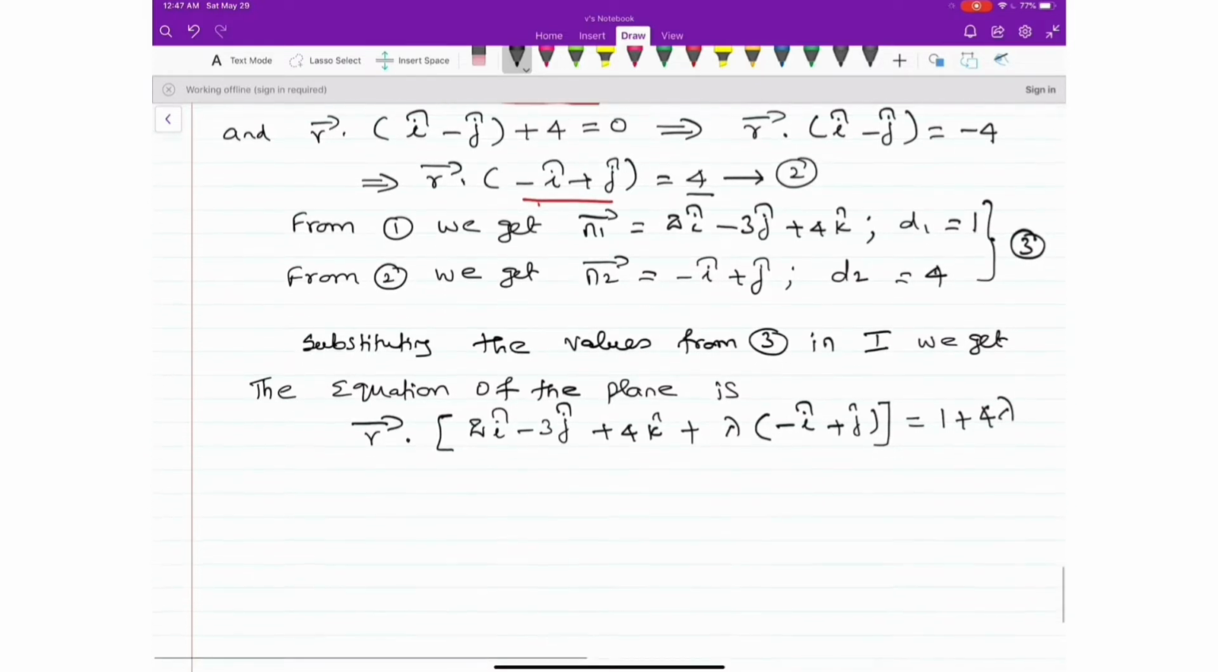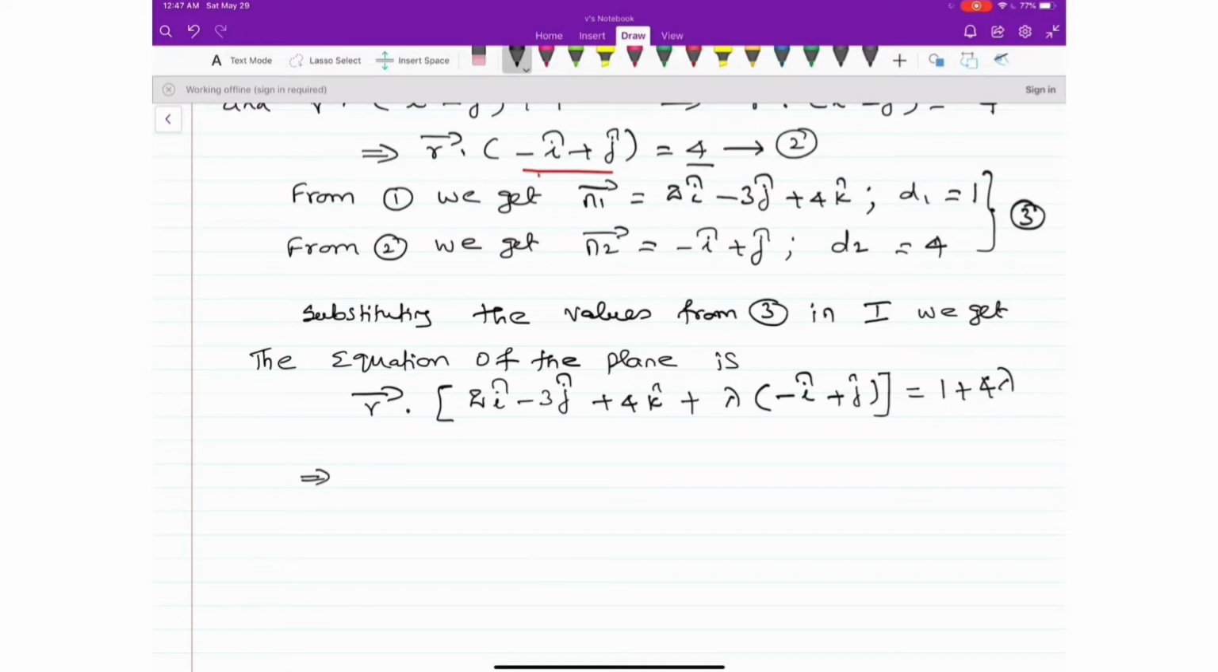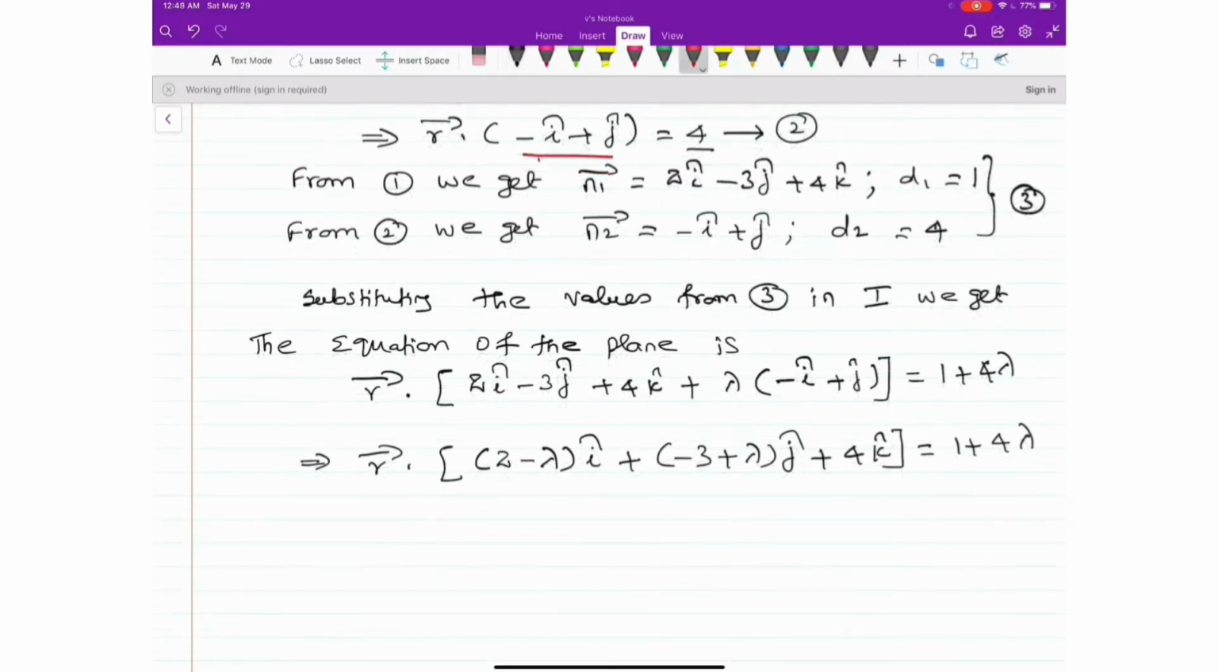Now this in turn can be written as vector r dot, I can collect the like coefficients here. I will be getting (2 minus lambda) into i cap plus (minus 3 plus lambda) into j cap plus 4k cap is equal to 1 plus 4 lambda. Let me name this equation of the plane as 2.